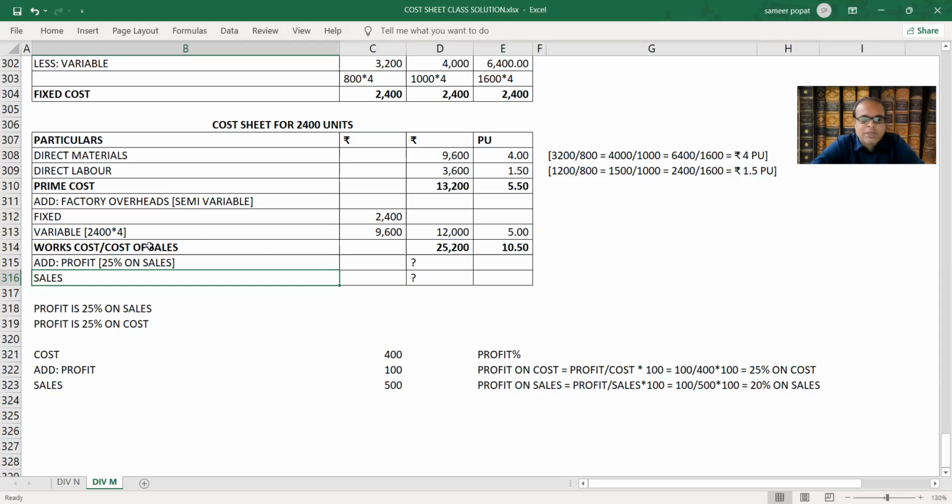How to do the reverse work? Here, since profit is 25% on sales and sales is not available, let us assume that sales is rupees 100. Let us just assume sales to be 100 rupees. So if sales is 100 rupees, profit is 25% on sales, so profit should be 25 rupees. Yes, everyone? Yes, sir.